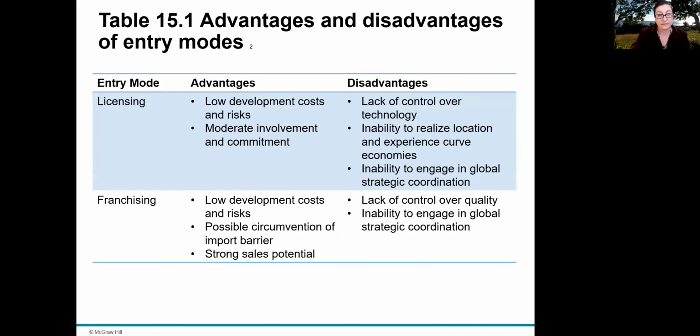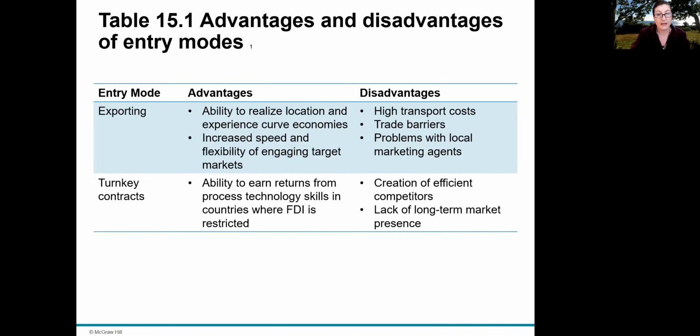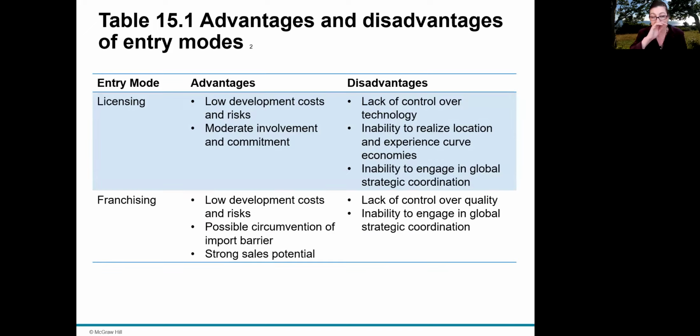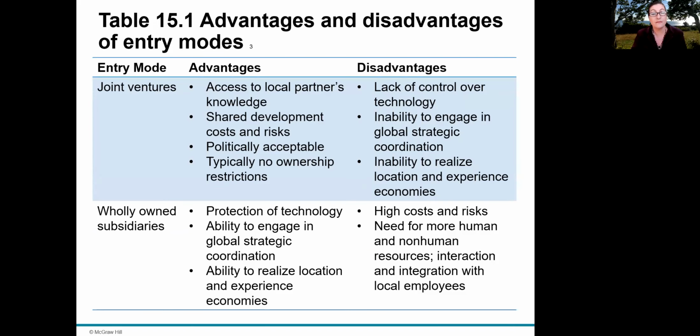Right. So table 15.1 is a summary of what we've just talked about, the various entry modes and the advantages and disadvantages of each of those entry modes, including exporting, turnkey contracts, licensing, franchising, joint ventures, and wholly owned subsidiaries.